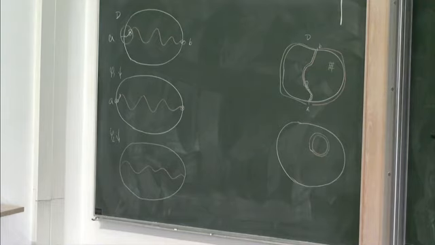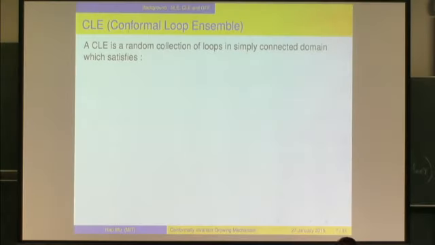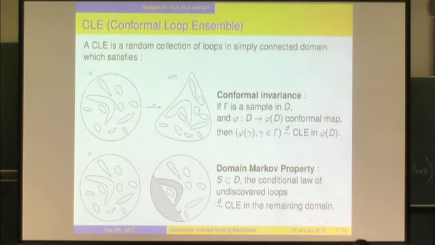So CLE is a random collection of loops in a simply connected domain, and it satisfies the following two properties. First, conformal invariance. If we have a collection of loops inside D, and phi is a conformal map, then the image of these loops under phi should have the same law as the CLE in phi D. Second, domain Markov property. Suppose we fix some deterministic subset S, and we say that all the loops that intersect this S are the loops we discovered. Then the undiscovered loops should have the same law as the CLE in the remaining region. So this is the loop version of the domain Markov property.